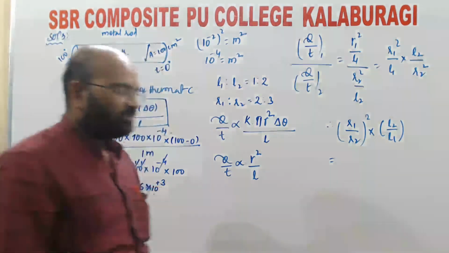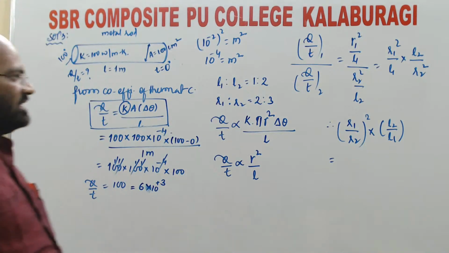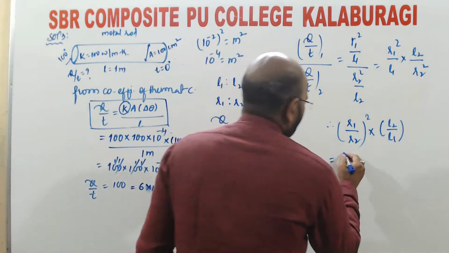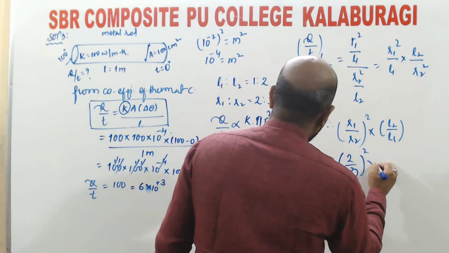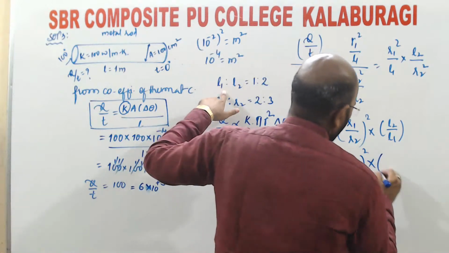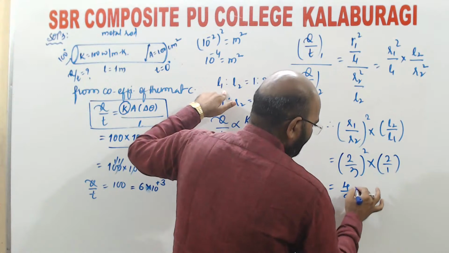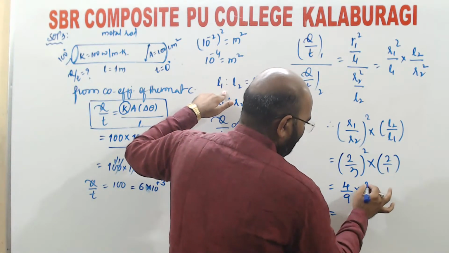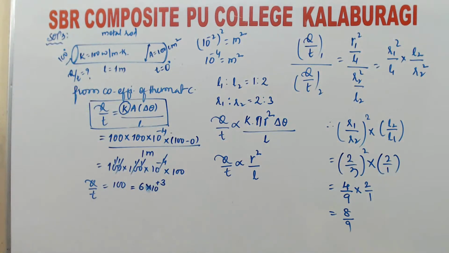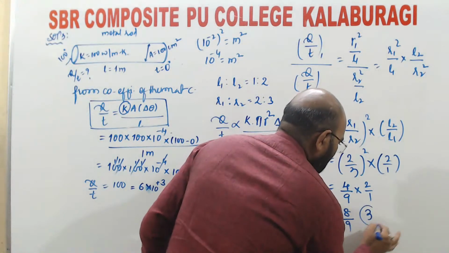Now just substitute the values. R1 and R2 are given as 2 and 3, and L1 and L2 are also given. So this will be 2 by 3 whole square into L2 by L1, which is 2 by 1. 2 squared is 4, so 4 divided by 9 into 2 by 1. 4 twos are 8, so 8 by 9. Option number 3 is the correct answer. The third option is the correct one.